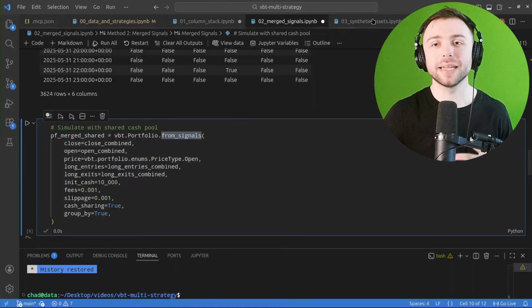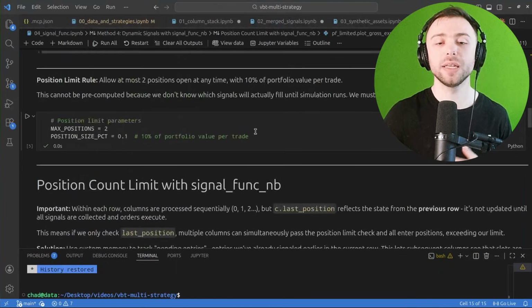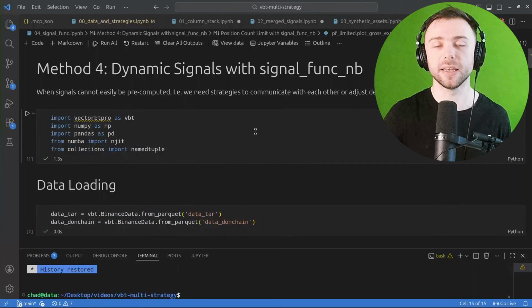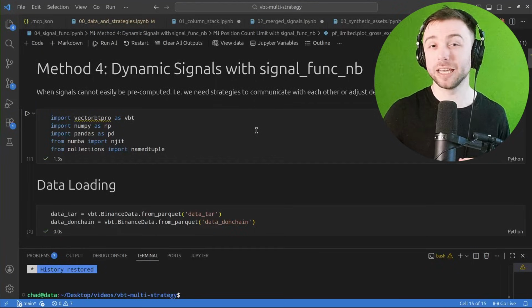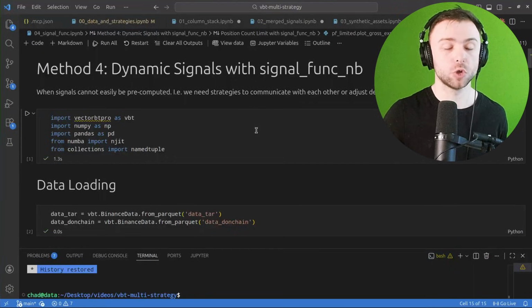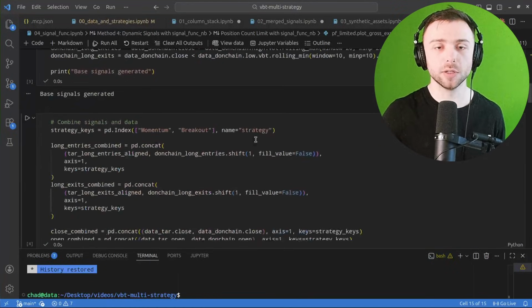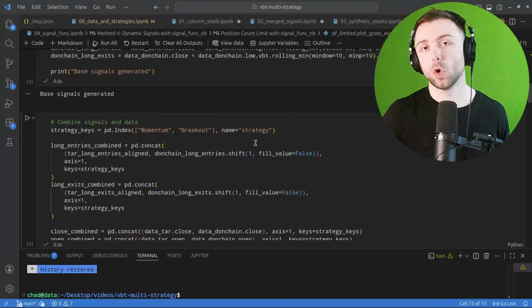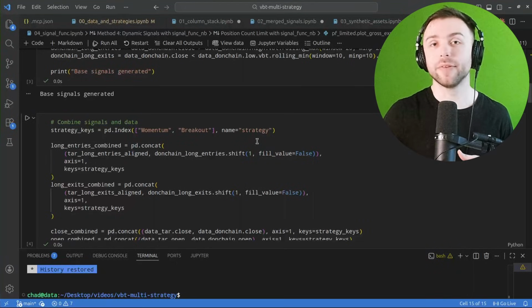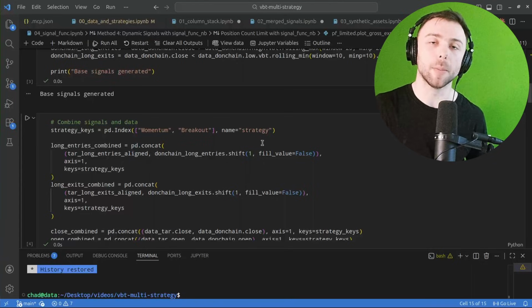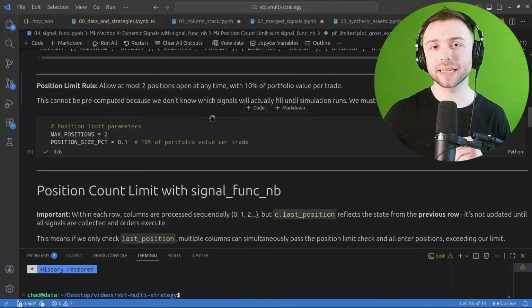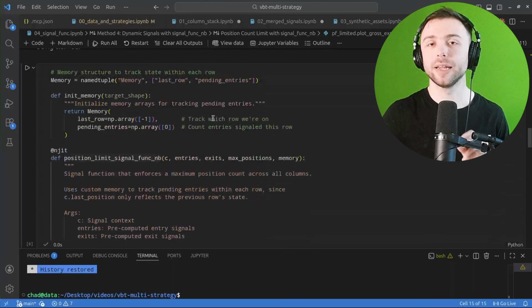If you need yet more flexibility, so you need something at runtime, an example of this could be you want to limit the number of positions that are active at a given time. So I only want 2 positions active, or I only want 20% of my overall portfolio in the market, or I only want 10% in a given asset. All of these things are possible, but we need something that's dynamic, that has access to the actual simulation state.